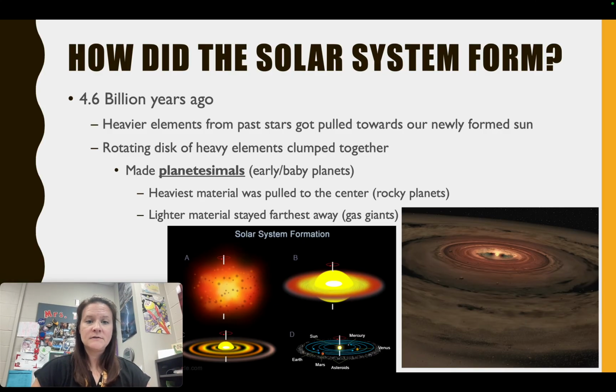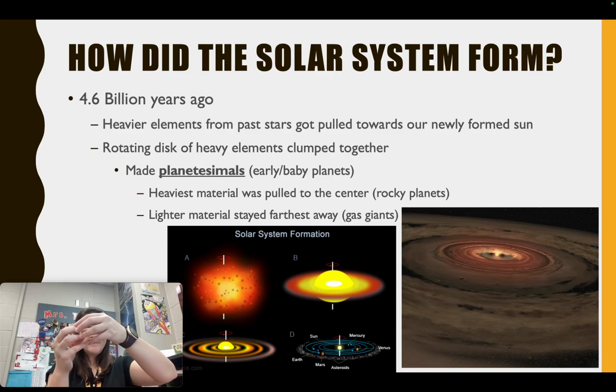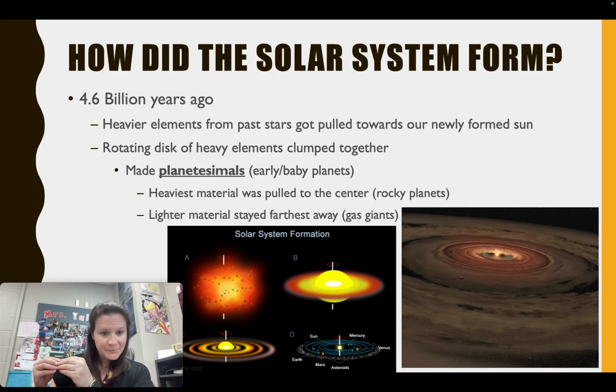So the heavier elements from the past stars would get pulled towards our newly formed sun. When stars die out, they scatter a bunch of their remnants elsewhere, and then that gets pulled together to make planets and then other future stars. So the rotating disk of heavy elements that clumps together, the larger objects that it forms through that accretion process, are called planetesimals, which are basically the early versions of planets, like baby planets. Not all of them would go on to make full planets that we have today, but they were larger in size.